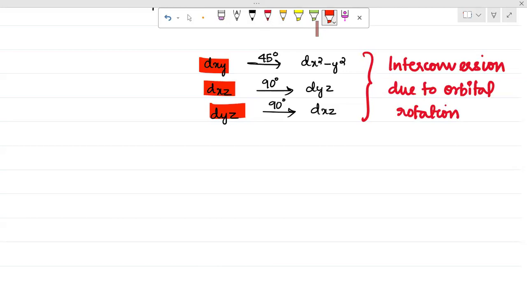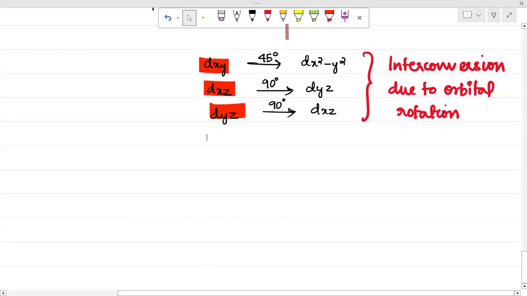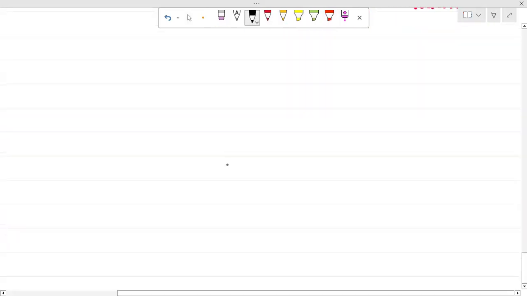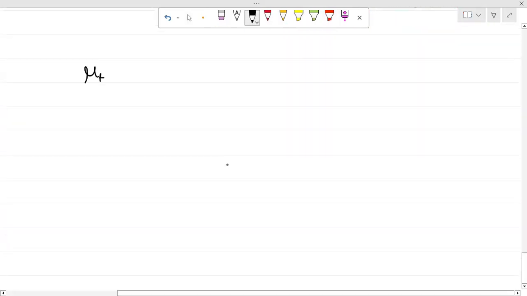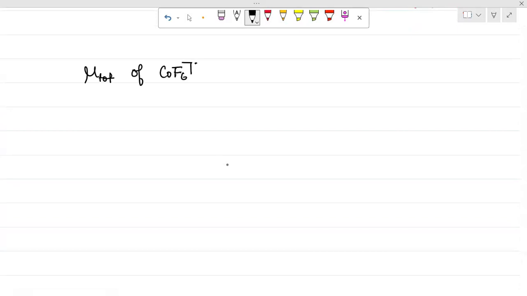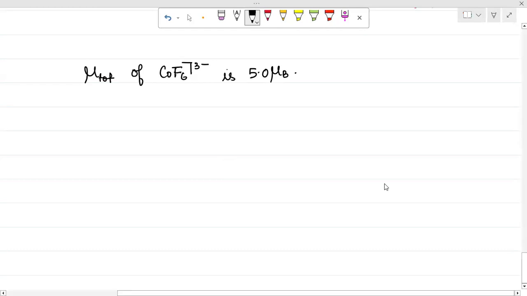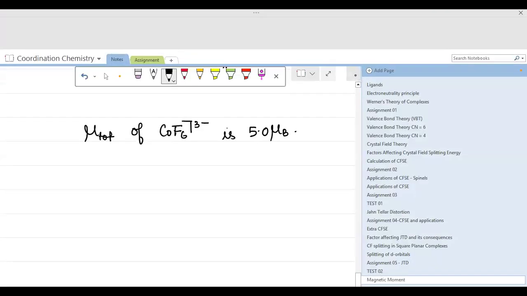I'm not sure if you had noticed it. We did a problem in one of our assignments where they said that the total magnetic moment of a complex, CoF6, is 5 Bohr magneton. This was how it was written. Let me check the question. Yes, CoF6 only, it was the same complex.